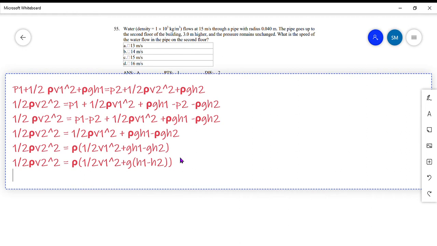Okay, good. We will divide all of this equation over half rho. So we will divide this side over half rho and this side over half rho. Half rho over half rho is 1, so the first side will be v2 power 2 equal to 2 rho over half rho, which will be equal to 2.